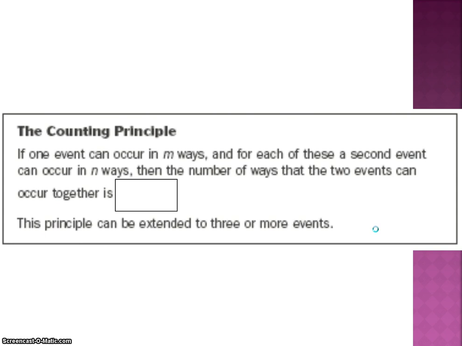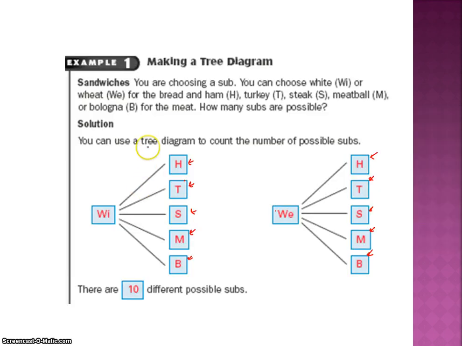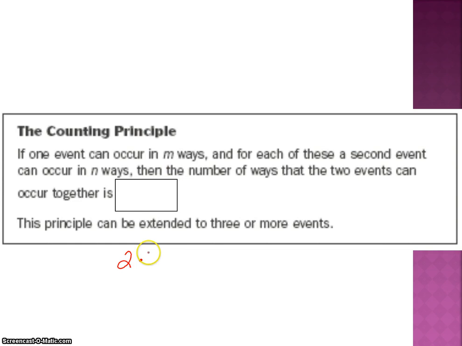We can also use the counting principle instead of a tree diagram. The counting principle says if one event can occur in m ways, and a second event can occur in n ways, you can multiply these two numbers together. And you can extend this counting principle to 3 or more events. As an example for example 1, you had two choices for the bread, times 1, 2, 3, 4, 5 choices for the type of meat. 2 times 5, 10 choices.